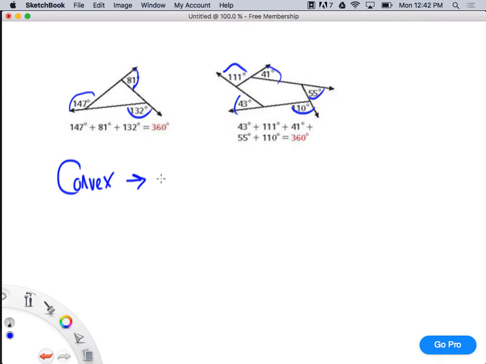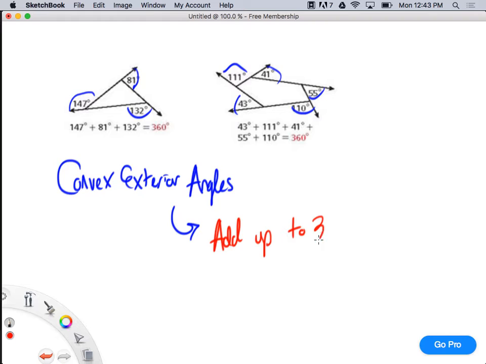So for convex polygons, the exterior angles all add up to 360 degrees. Does that make sense? All the exterior angles add up to 360 degrees. Is that pretty clear? All right.